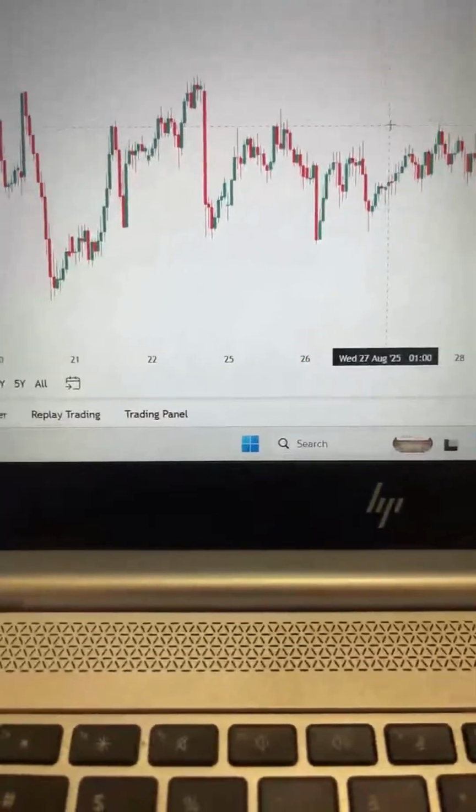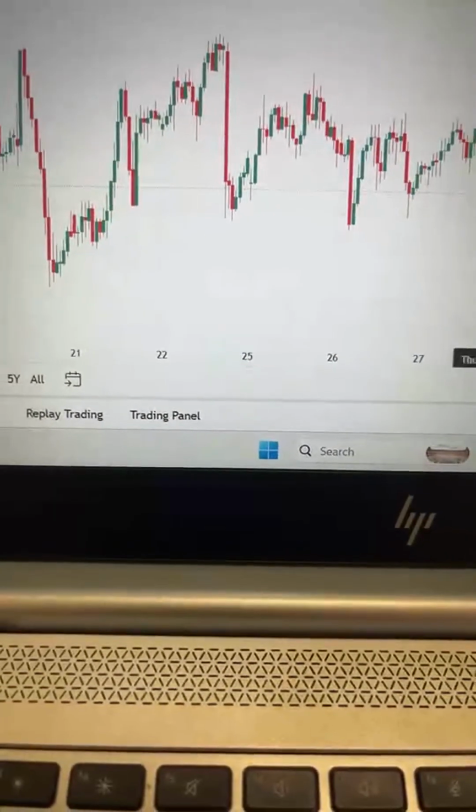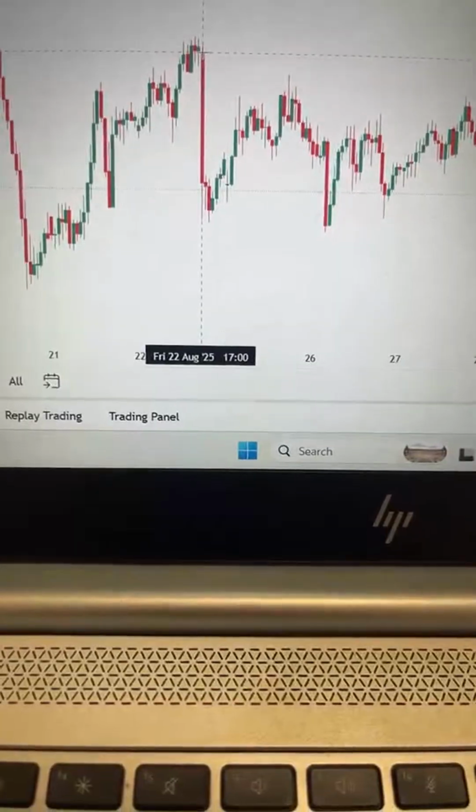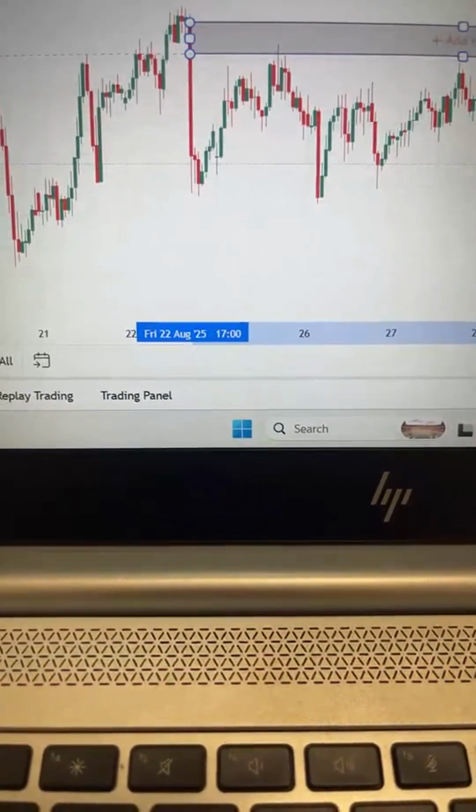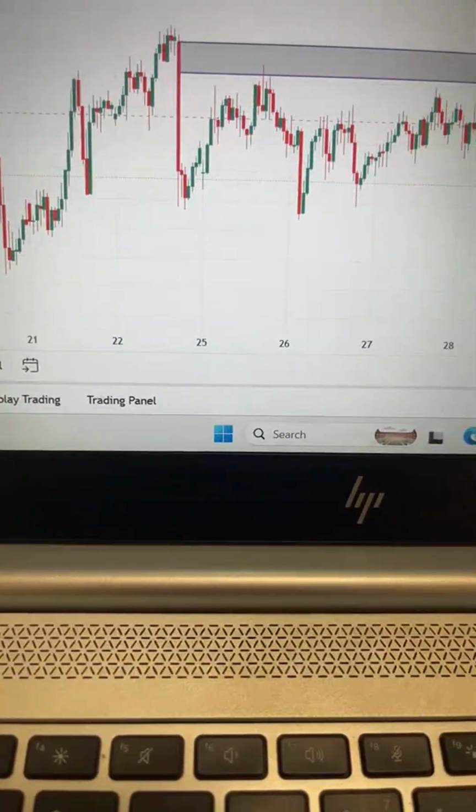So now let's go to the live charts and show you. We are going to mark them out. So is this an order block to you? If you see, is it an order block or is it not? Let me see in the charts.